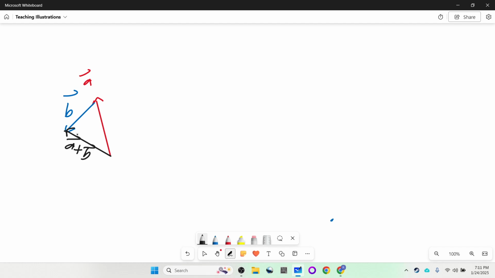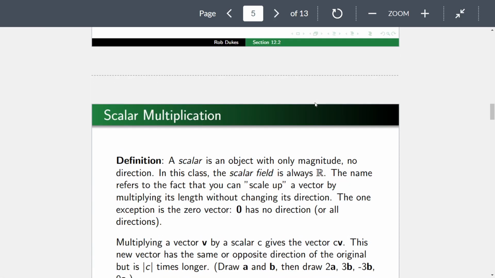So that's all there really is to vector addition graphically. You're just connecting the start point to the end point and going in the shortest distance. Okay.